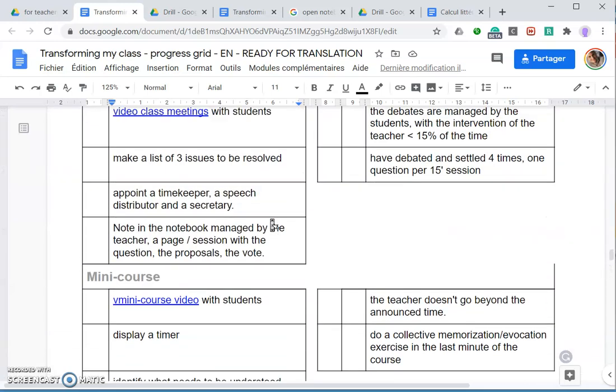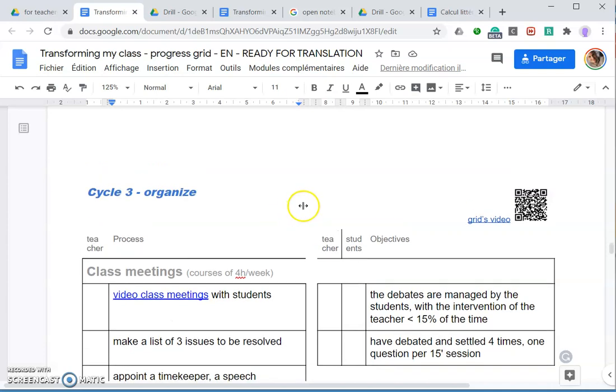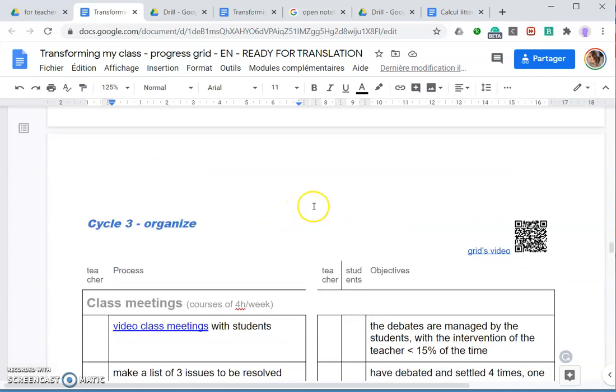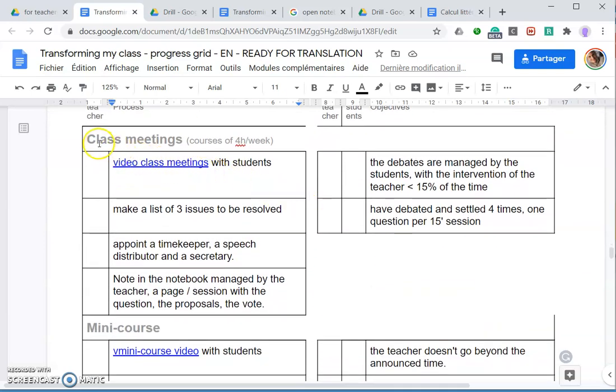So we are in cycle 3. We are going to organize the classroom a little bit. We start with class meetings. It's a very important activity of the positive discipline method.